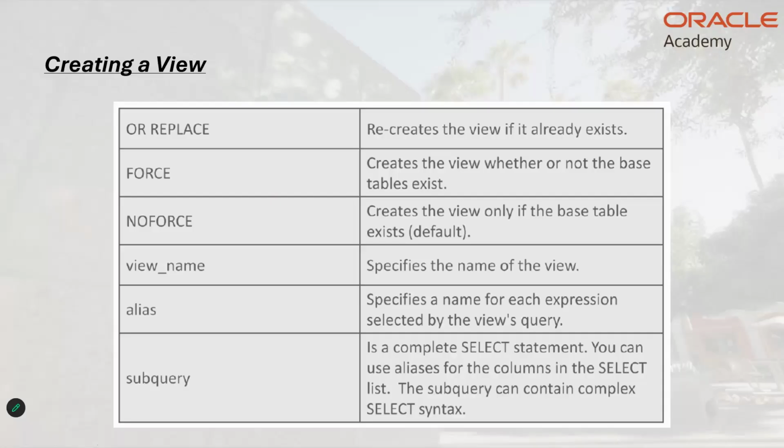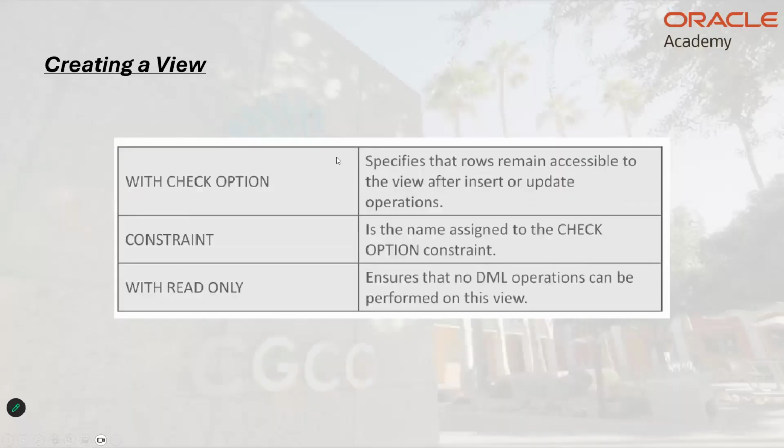Generally, it's a select statement, so you're not trying to alter data, which is the key. You're just selecting a little window, a little subset of data, and hence you have your view. WITH CHECK OPTION specifies that rows remain accessible to the view after insert or update operations. So if there's something happening to the base table, if you use the WITH CHECK OPTION, it always checks to see if you're in the most updated version of the table or tables. And that's what the WITH CHECK OPTION does.